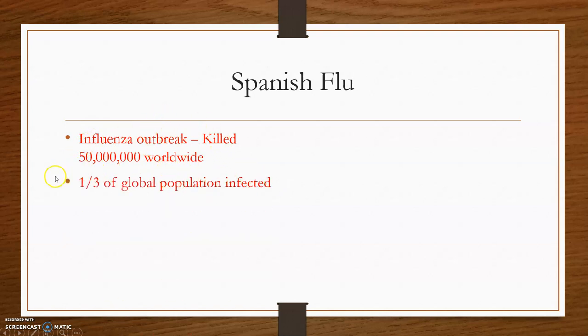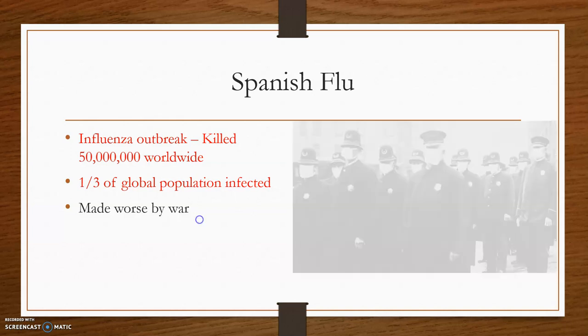And about a third of the world is going to get infected. So every third person in the world will get the Spanish flu. And it's made much worse by the war because you have all of these soldiers coming back from Europe and other places where they've been in filthy, disease-ridden trenches with terrible medical equipment for so long. They come back, and it's much easier for them to get sick.